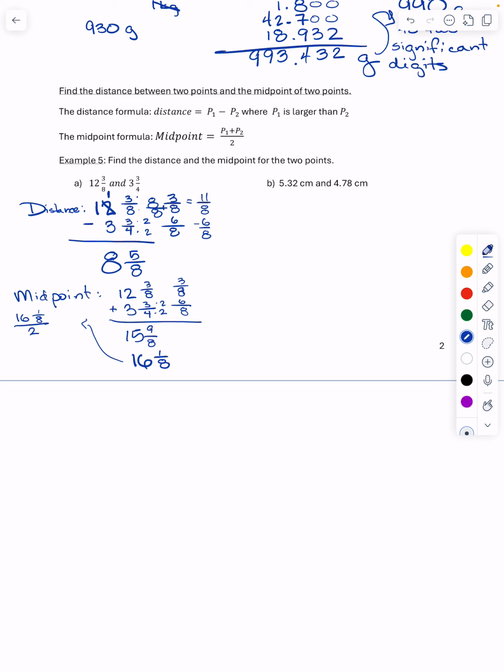And I can divide the whole number part by 2. 16 divided by 2 is 8, and then I can divide the fractional part by 2. Half of 1/8 is 1/16. So 8 and 1/16 is halfway between 12 and 3/8 and 3 and 3/4.